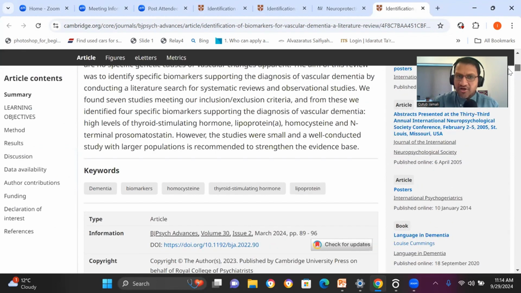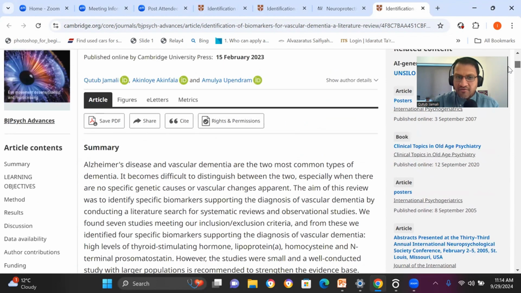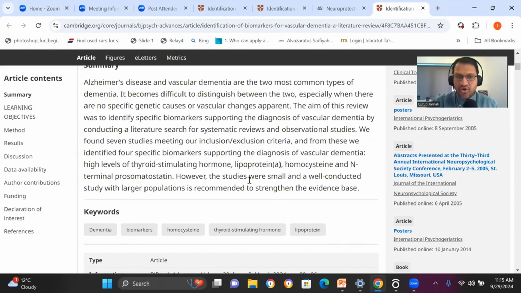a literature review, I found that there were four biomarkers. If they are raised, that indicates more of vascular dementia. For example, high levels of thyroid stimulating hormone, high levels of lipoprotein A, high levels of homocysteine, and high levels of N-terminal somatostatin. So when I did a literature review, I found these four indicators to be on the higher side compared to other types of dementia.